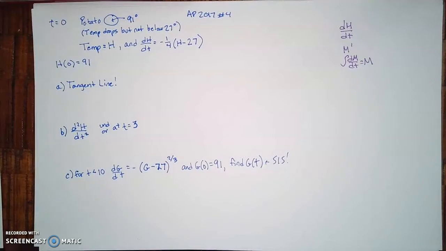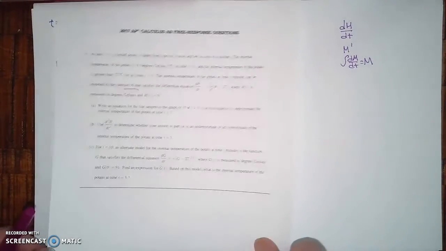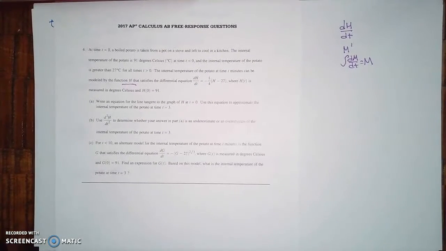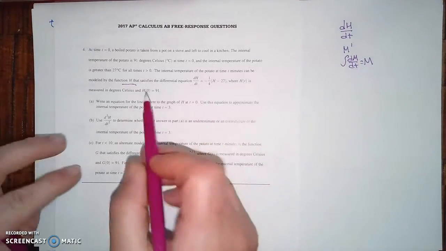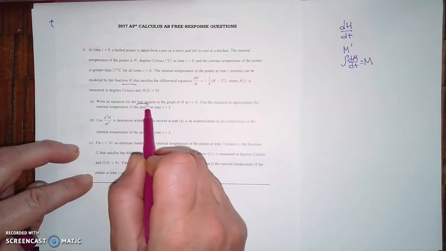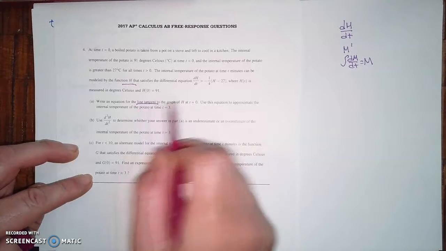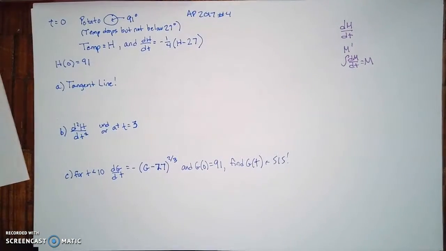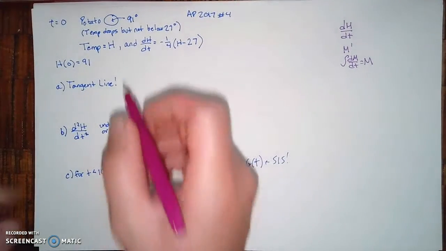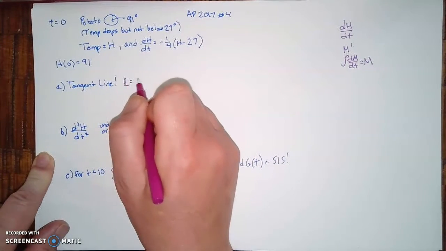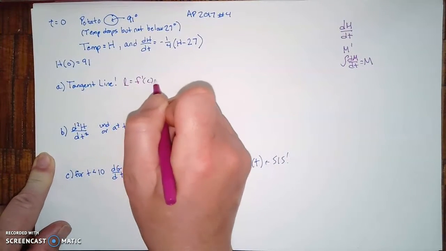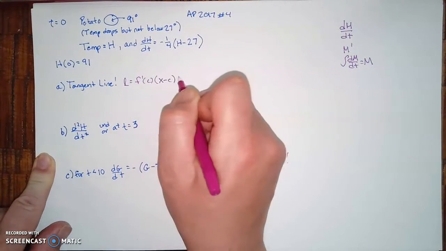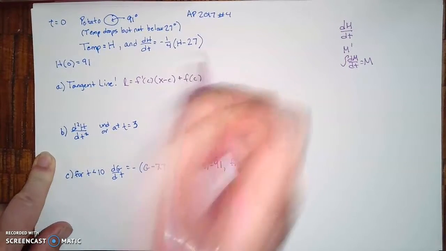So I'm going to read part A. I'll bring it over here for a second if you can't see it on your packet. It just says, write an equation for the line tangent to the graph of h at t equals 0. Once I heard line tangent, I'm not even reading anything else. Where do they want the line tangent? At t equals 0. When you hear tangent line, forget everything else. It's going to be L equals f prime of c times (x minus c), plus f of c.